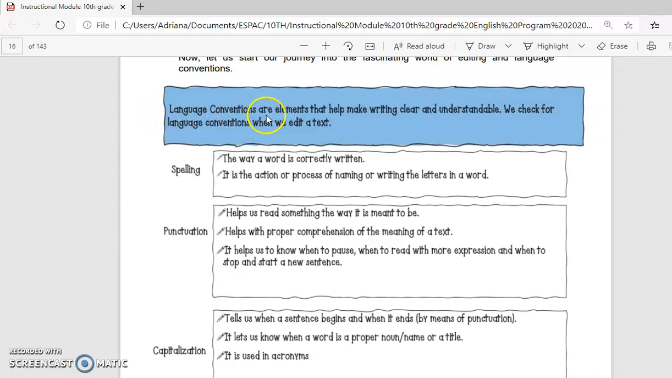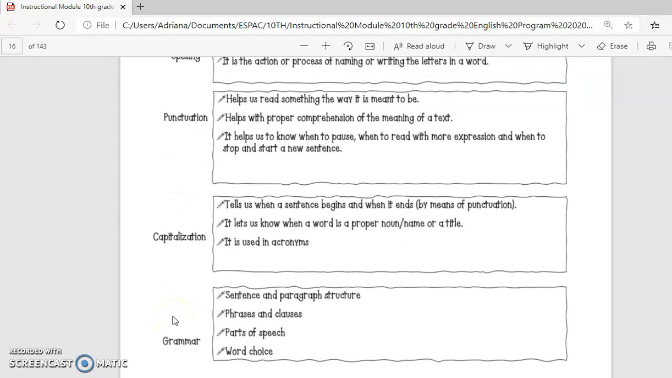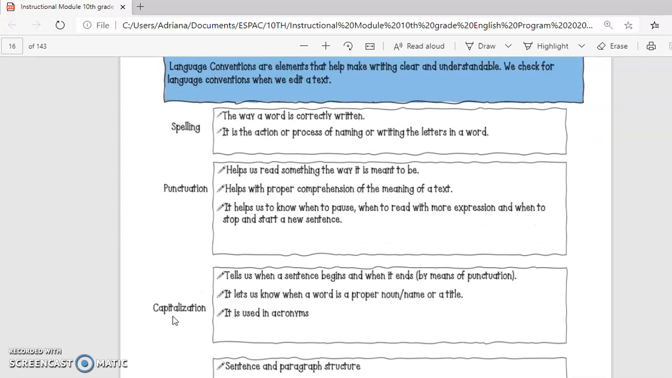Language conventions are elements that help make writing clear and understandable. We check for language conventions when we edit a text. Again, we have, as I said, spelling, punctuation, capitalization, and grammar. These are rules that every language has, and depending on the language, they're going to differ. They're going to be a little bit different along the way.